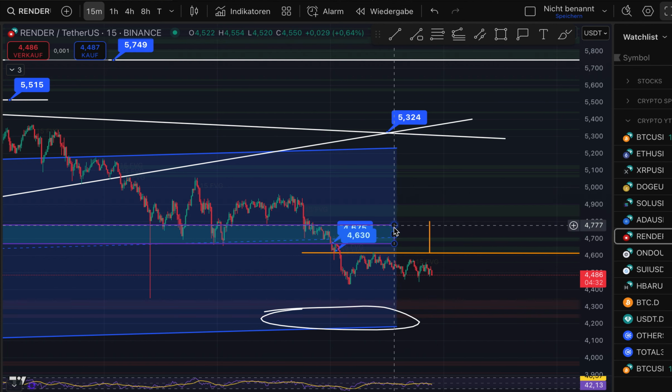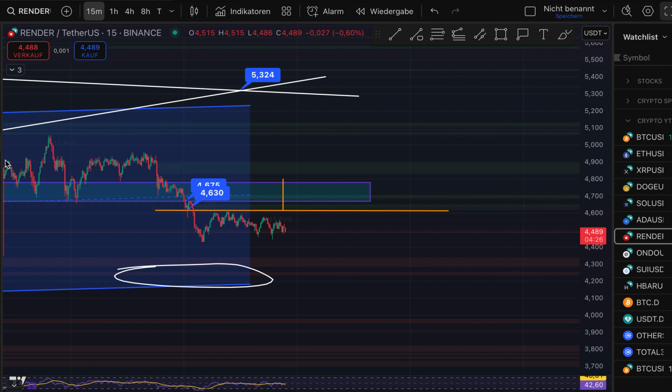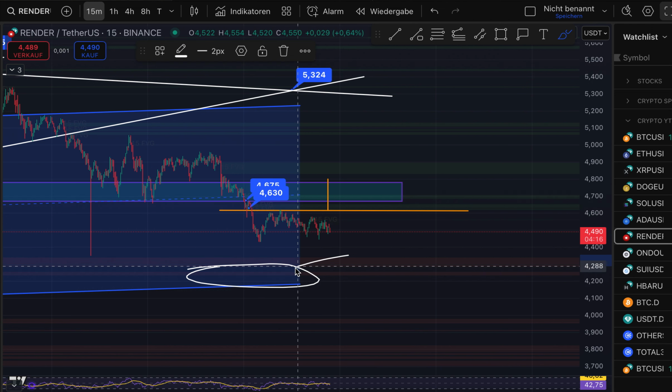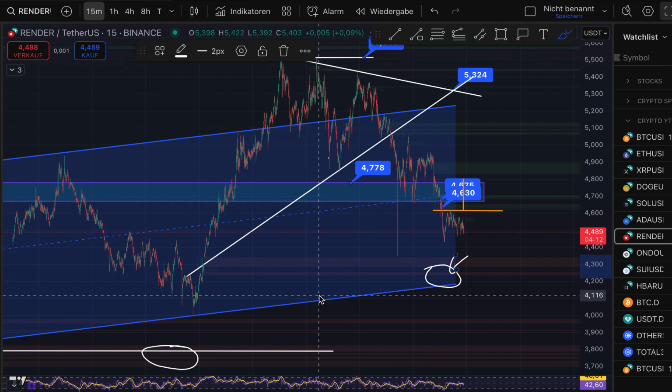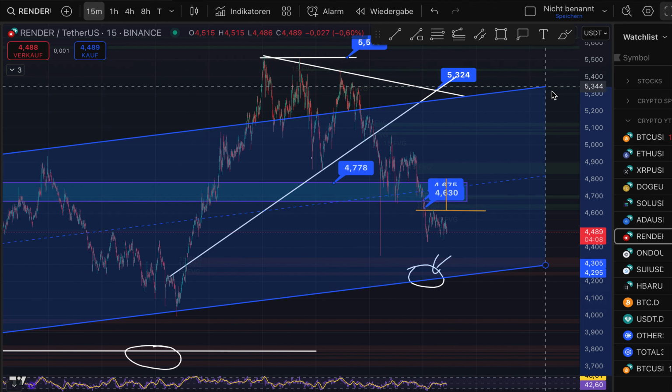What I don't like is that we have lost our support box. The support box was essential to hold. We lost it. We got a retest. We got the follow through. And I also have told you if that is going to happen, then we might even see the circle area, which I have put here, which is the downside area of the panel. So I can make this panel longer.